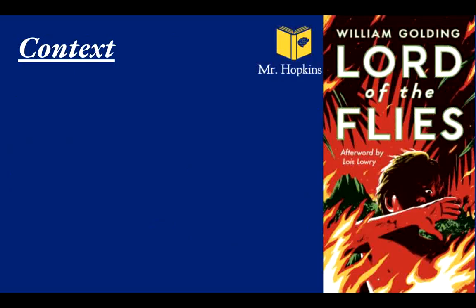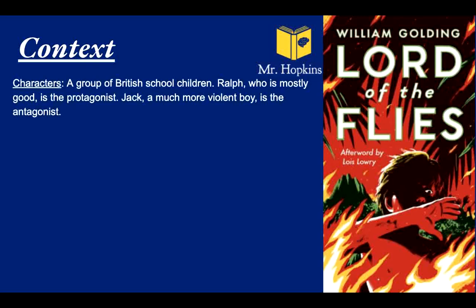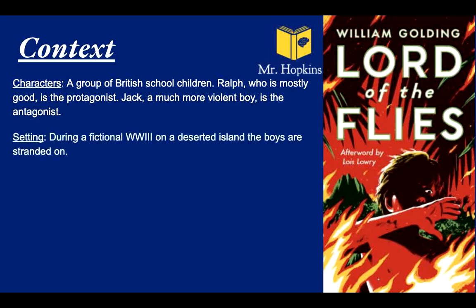Now, when looking at how to do hooks, the novel we're going to keep in mind will be William Golding's Lord of the Flies, and as always we need to understand context. So the characters of Lord of the Flies are a group of British schoolchildren. They're led at the beginning by Ralph. He's mostly a good guy, can be a bit of a bully sometimes, but he's the protagonist. Jack is the antagonist, and he is a lot more violent. The setting is during a fictional World War III on a deserted island. Basically, they're in England. Nuclear bomb is going to go off, so they get evacuated. Plane gets shot down, they land on an island.